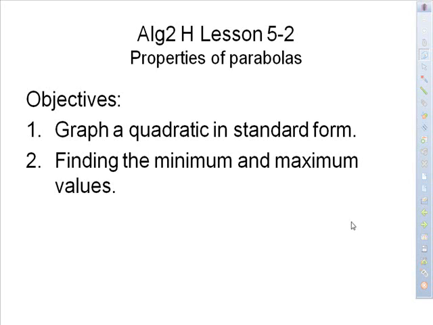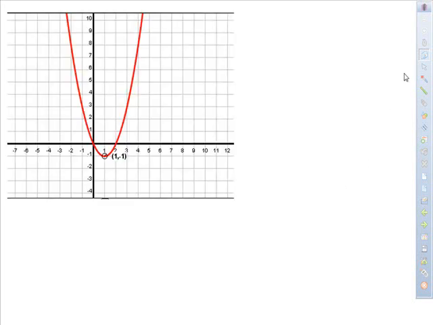Number 2 Honors, Lesson 5.2, Properties of Parabolas. Here are the lesson's objectives. Okay, so let's talk about quadratics.